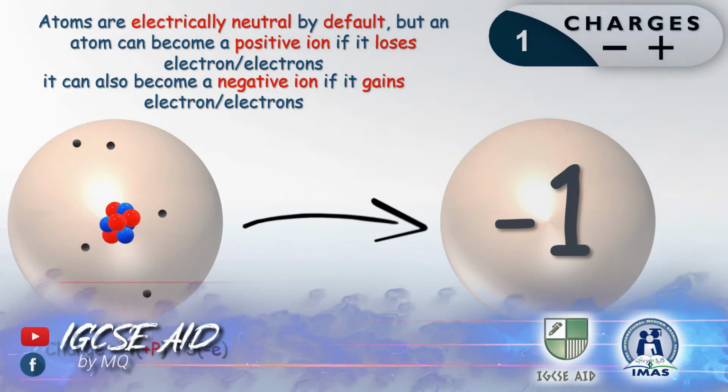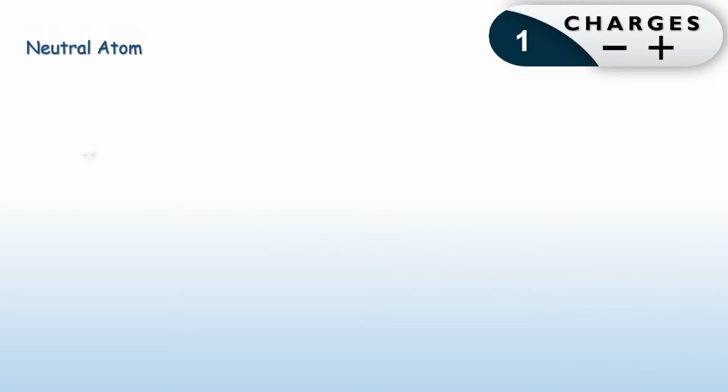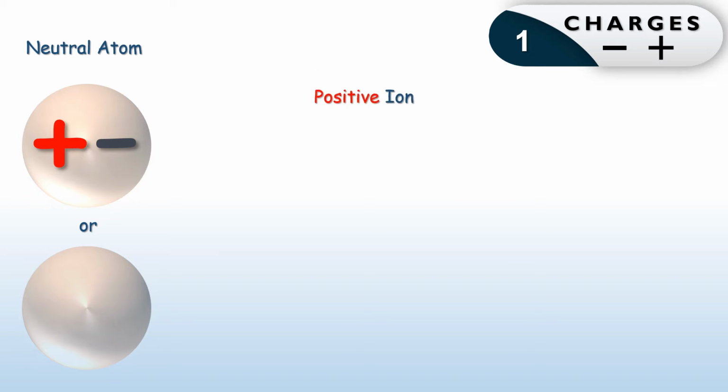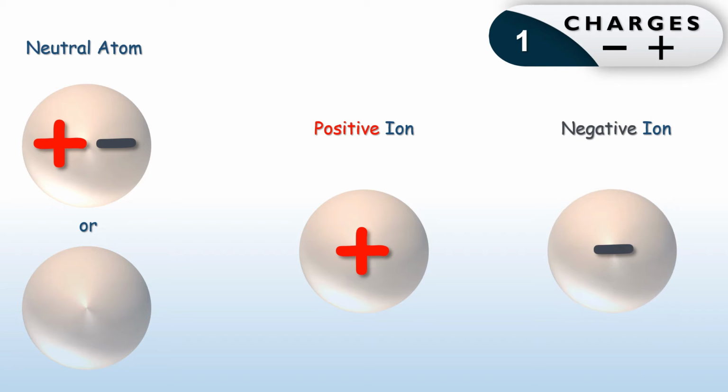So in general, a neutral atom can be represented as shown, either with equal positive and negative signs, or simply nothing. While a positive ion can be represented as shown, and a negative ion can be represented with a negative sign.